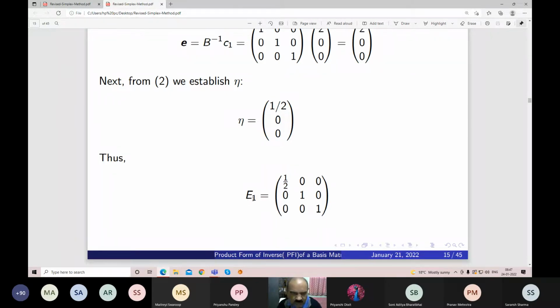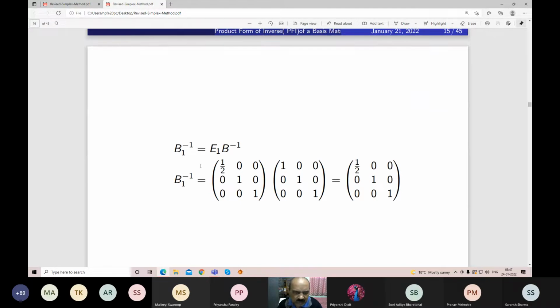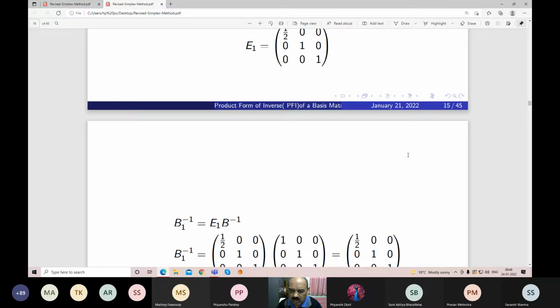Now, with respect to E1, we'll find B1 inverse. B1 inverse equals E1 into B inverse. In the first attempt, our B1 inverse is nothing but our E1: half, 0, 0, 0, 1, 0, 0, 0, 1. That is our E1. Is it all right? B1 inverse equals E1. Okay.